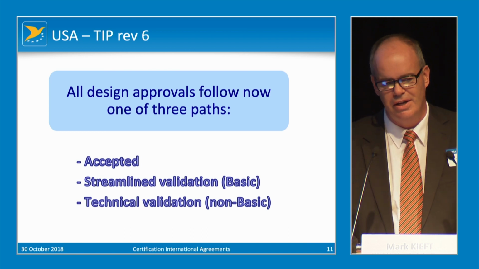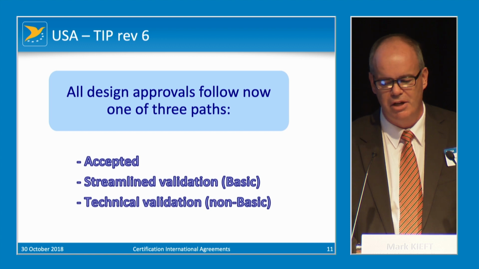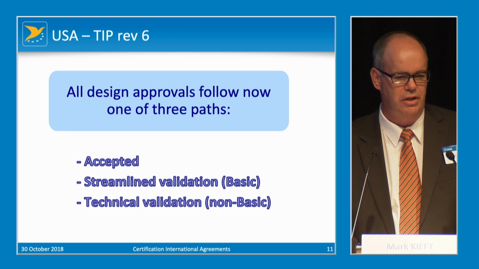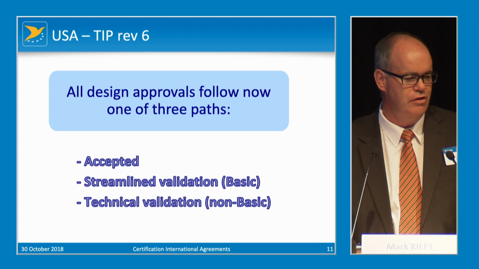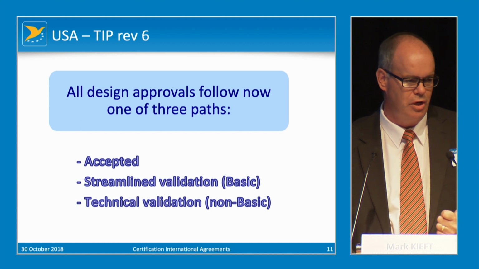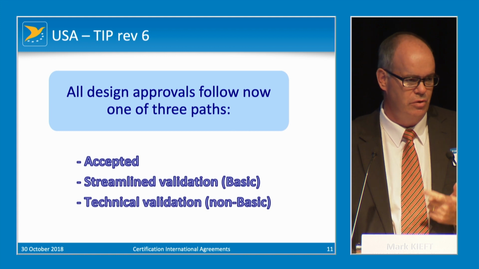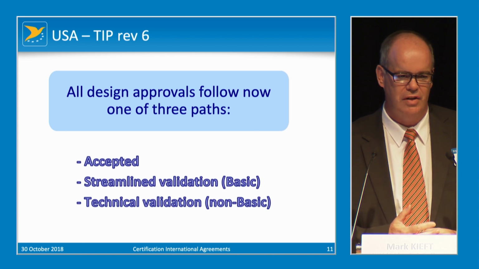As I said, these bring about the three paths of validating: accepted, streamlined validation for basic changes, and technical validation for non-basic changes. I'll go into more detail on these in a minute, but the three routes are: accepted, no work by the validating authority; streamlined validation, where there's no work by the validating authority apart from issuing a certificate; and technical validation, where there's a work plan to manage the validation process.